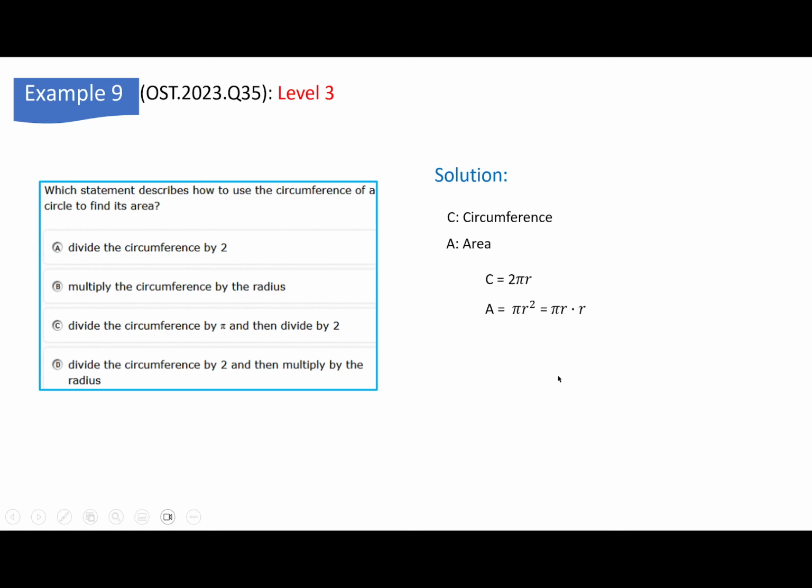So what I did here, I put pi r times r because I want this. I'm trying to tie C and A, okay? I'm trying to tie these numbers together. So now, from the first one, the circumference divided by 2 is pi r, right? So if I replace it here, I get A is equal to C over 2 times r, which means divide the circumference by 2 and then multiply by the radius.